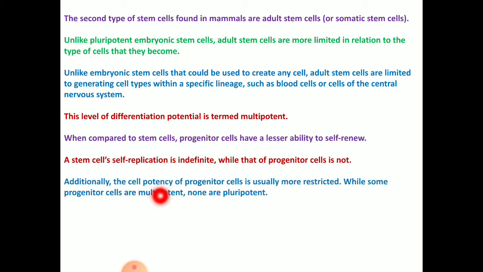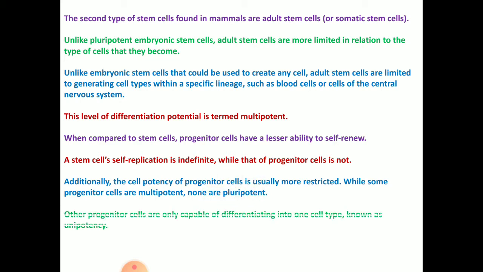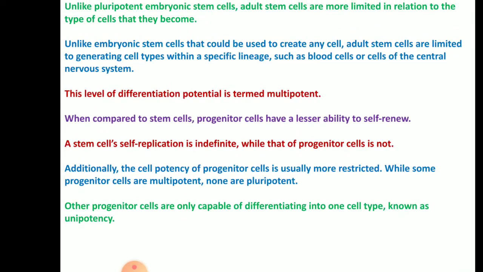Additionally, the cell potency of the progenitor is usually more restricted. While some progenitor cells are multipotent, none are pluripotent. No progenitor cell is pluripotent; they may be multipotent, but none are pluripotent. Remember that. Other progenitor cells are only capable of differentiating into one cell type, known as unipotency.